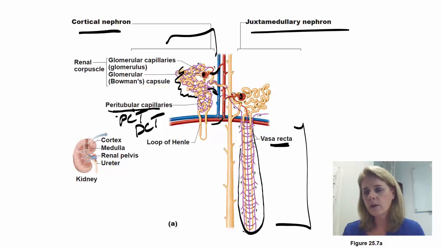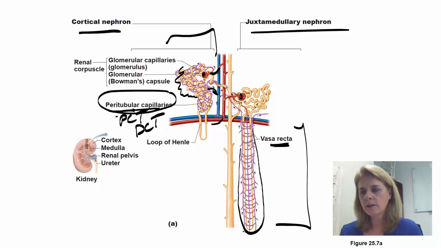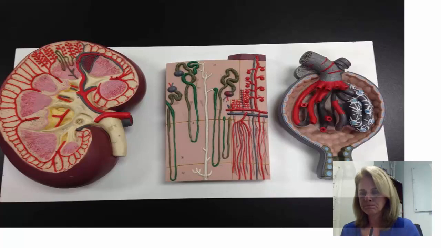Your cortical nephrons will have these peritubular capillaries. Your juxtamedullary nephrons will have the vasa recta. Okay, so vasa means vessel, recta means straight. So kind of these straight vessels surrounding the loop of Henle.